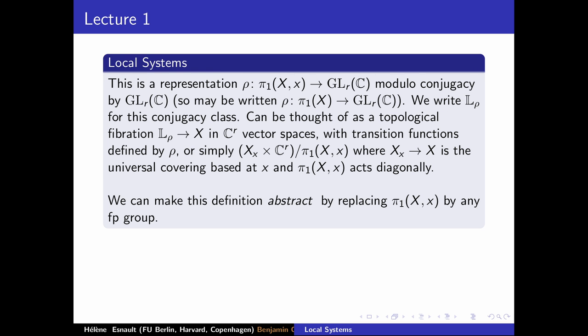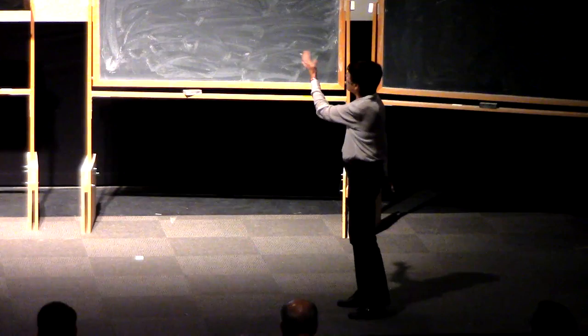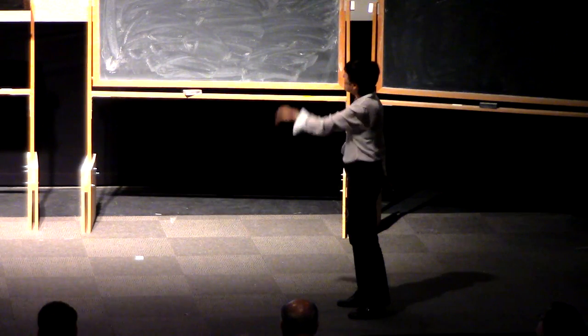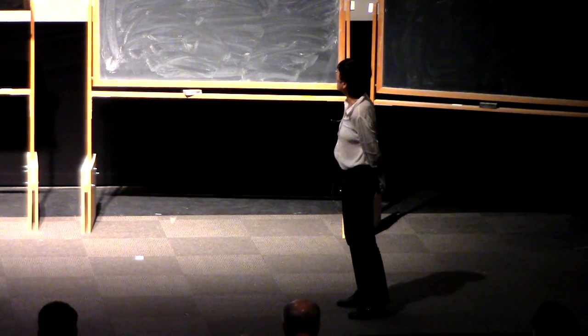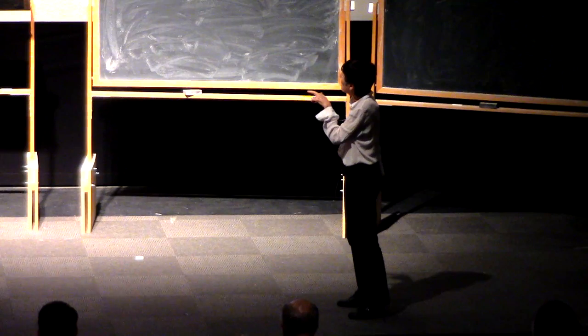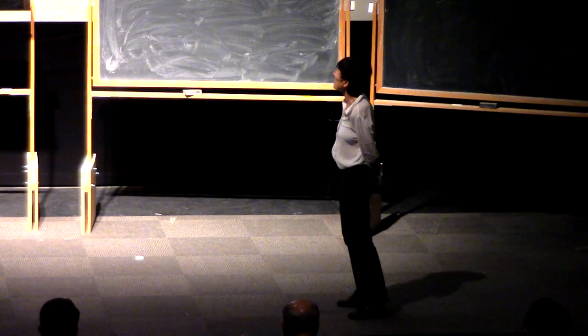So now, what are local systems? That's the core of our interest here. A local system is a representation of the fundamental group, modulo conjugacy, as we said, by GL_n(C). So it may be written by forgetting the little point x. And here we write L_rho for this conjugacy class.